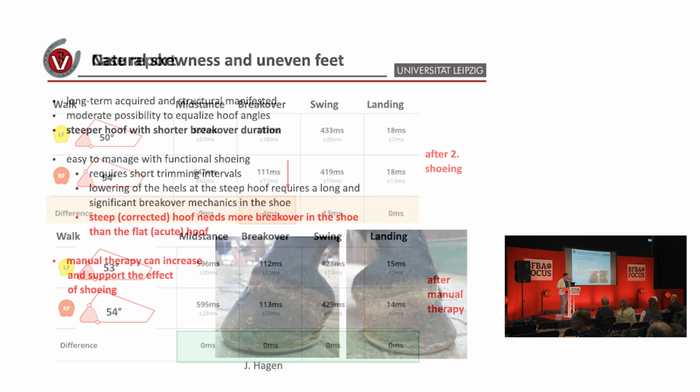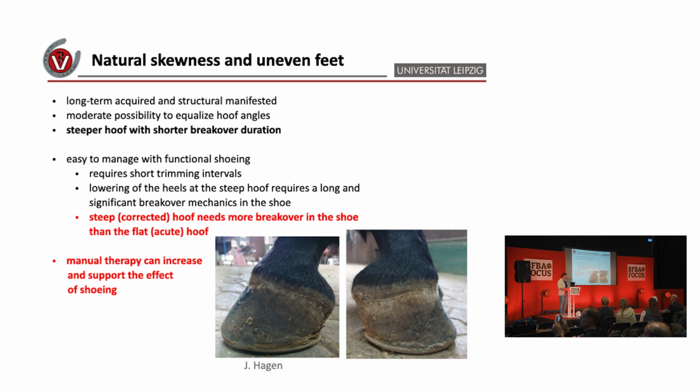So that means these cases are usually the easiest uneven feet you can meet, because it's manifested in the skeletal structure, and we will not make a completely symmetrical horse out of it, but we can definitely make a nice angle correction, we can improve the function by shoeing, and we can definitely affect the horse with manual therapy and training.